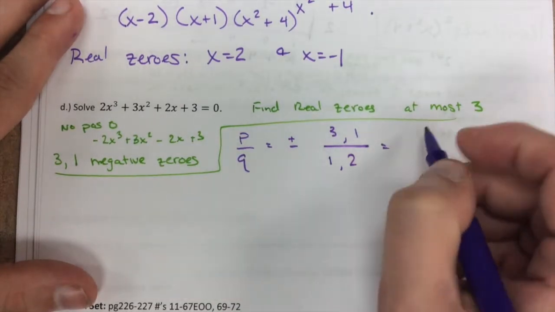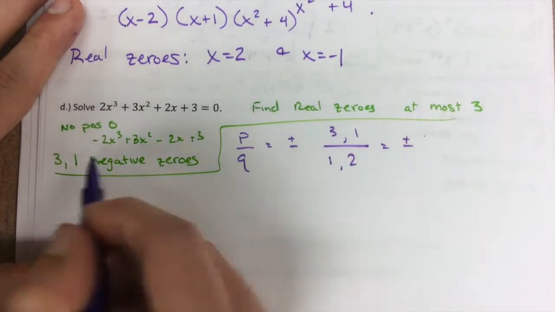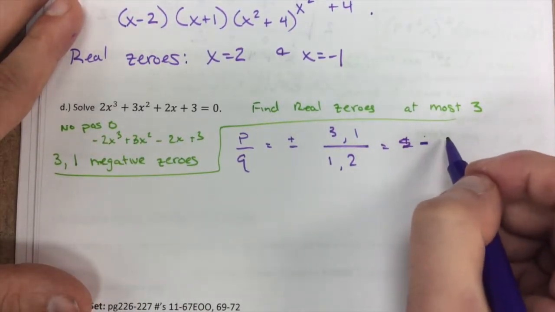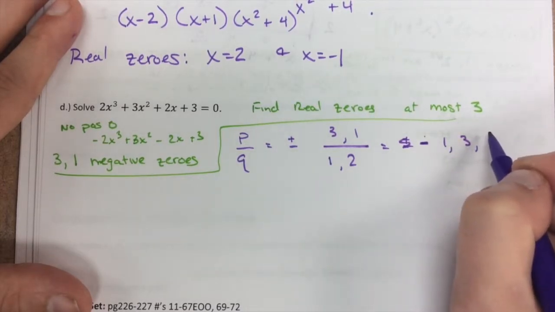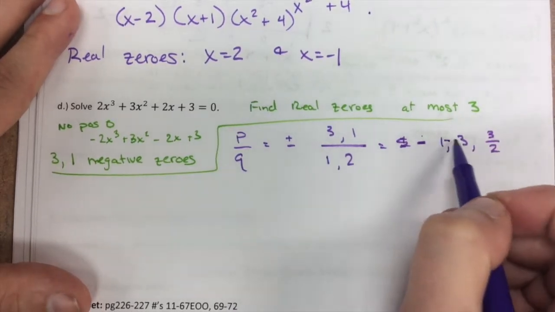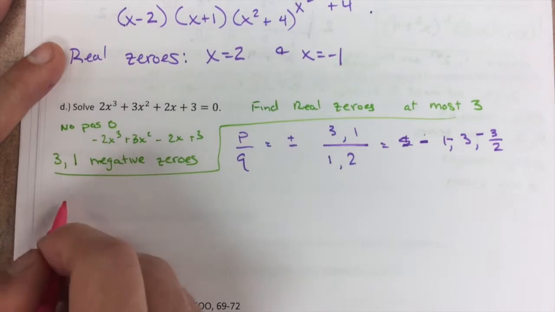So my list is going to be plus or minus, well, we know there's no positive, so all we're checking are negatives. So negative 1, 3, and then 3 halves. So negative 1, negative 3, negative 3 halves. All right, so now this is just a guessing game. We can start with negative 1 and see what we get.